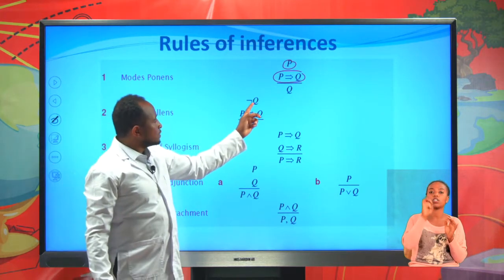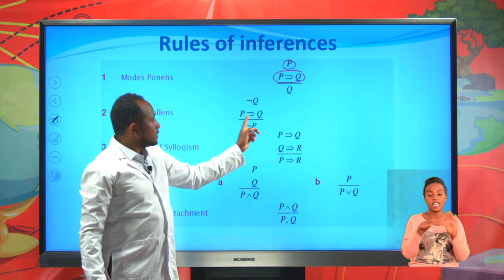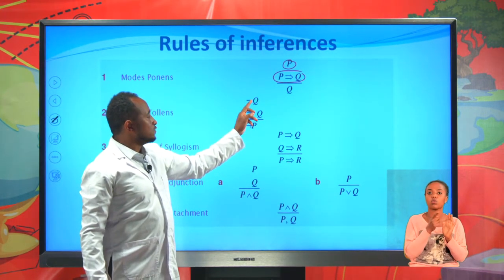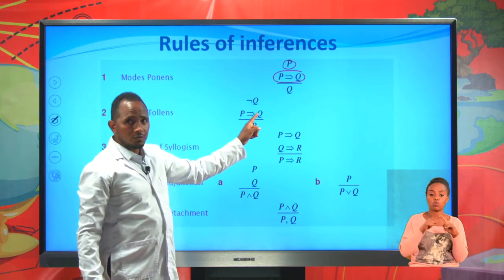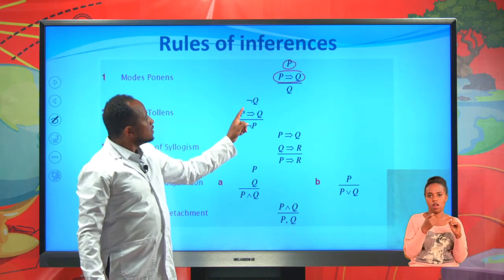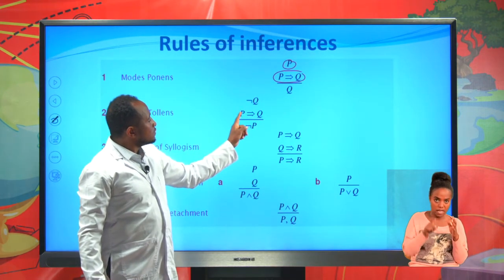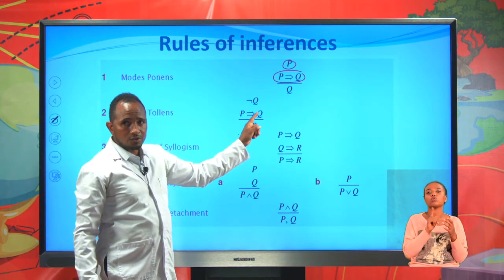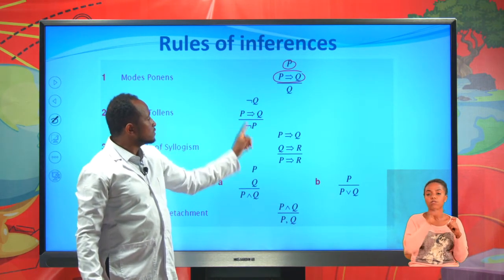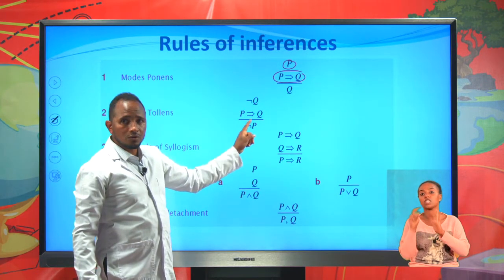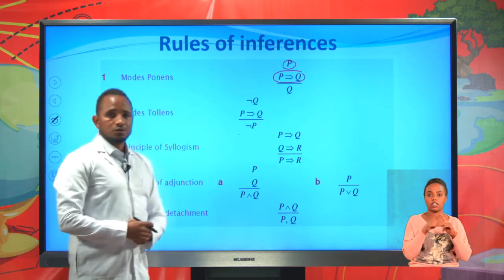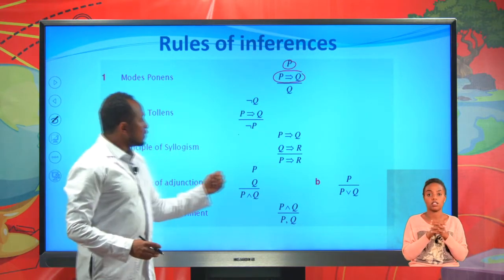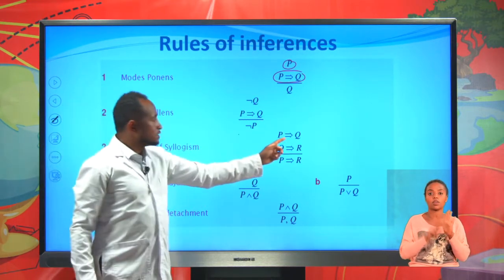Here, negation of Q is true, and P implies Q is true. These are premises. Since negation of Q is true, Q is false. So P must be false so that this proposition is true. False implies false gives you true. So P must be false. So negation of P is true as a conclusion. Therefore, this is also a valid argument.